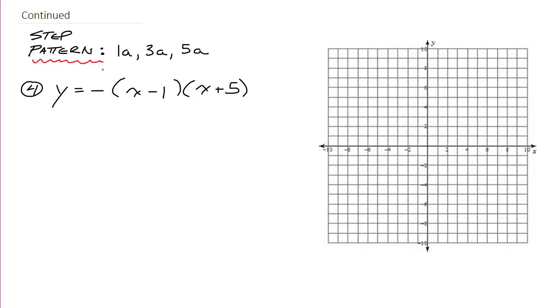Okay, here we have a quadratic equation in factored form. So a is the number out front. Again, that's the nice thing about all 3 forms. They all share the same a. So in this case, a is -1.